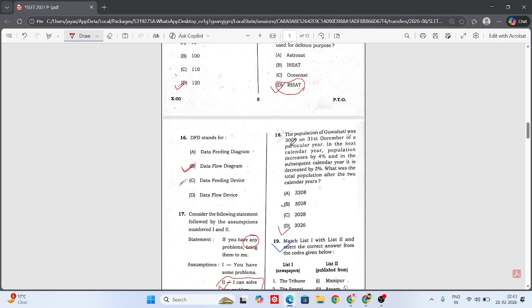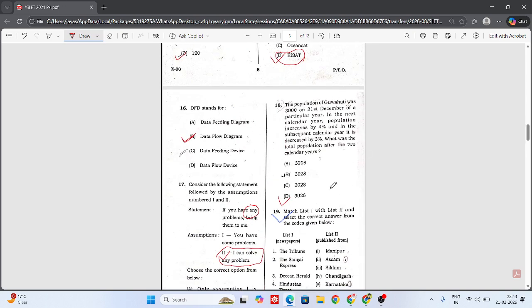Now, the population of Guwahati was given. So this is also a mathematical problem. You can calculate it and check. The correct answer is D.